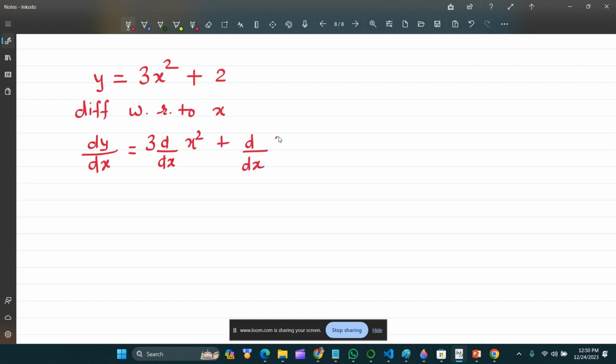So now 3 into the derivative of x square. For this we use the formula, if you remember, the derivative of x raised to n is n x raised to n minus 1. So for the derivative of x square, the power 2 comes in front and the power of x is decreased by 1, so 2 x raised to 1. Plus here you can see only a constant number is there. There is no x, therefore this is not a function.